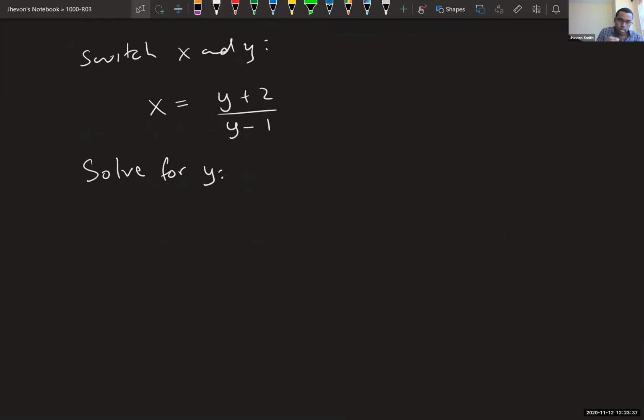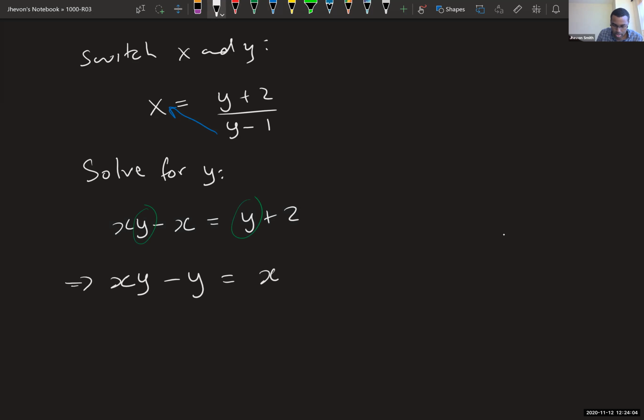And so you can do the cross multiplying. This means that xy minus x is equal to y plus 2, by just multiplying that out. And now you want to solve for y, so you want to isolate all the y's on one side. I would bring this y to that side and bring that x to the other side. Then factor out a common y.